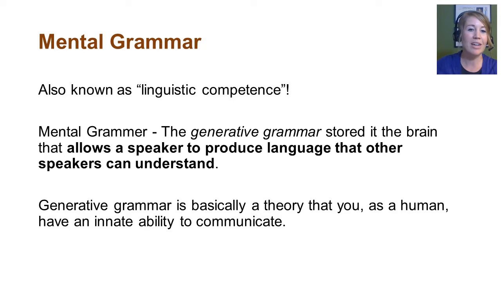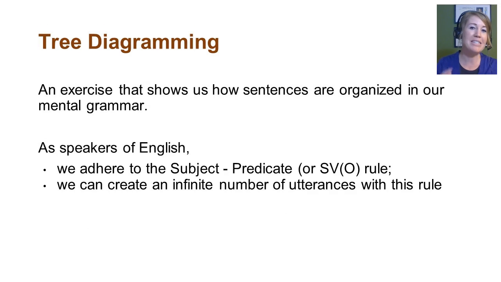So we get a pretty good idea of how this works when we talk about phrases. And we can best see it when we're tree diagramming. So that's an exercise we're going to do in a second. Tree diagramming shows us how sentences are organized in our mental grammar. So it shows what rules you're innately applying when you're communicating in English. So as speakers of English, we know you're following these rules, and this tree diagramming is going to show that. We adhere to the subject predicate rule, okay? And we can create an infinite number of utterances by knowing this rule in our mental grammar.